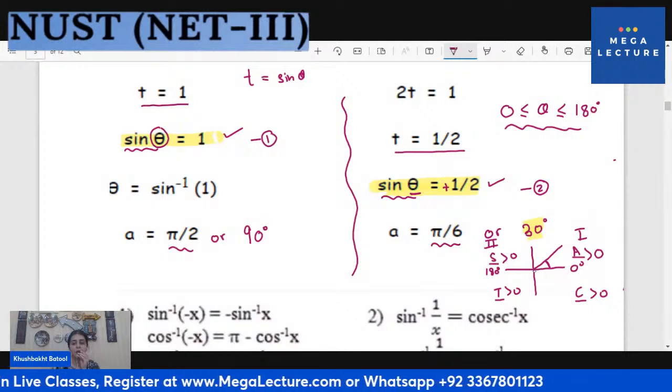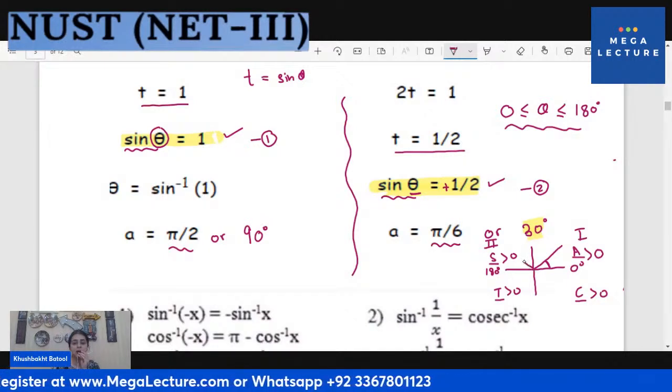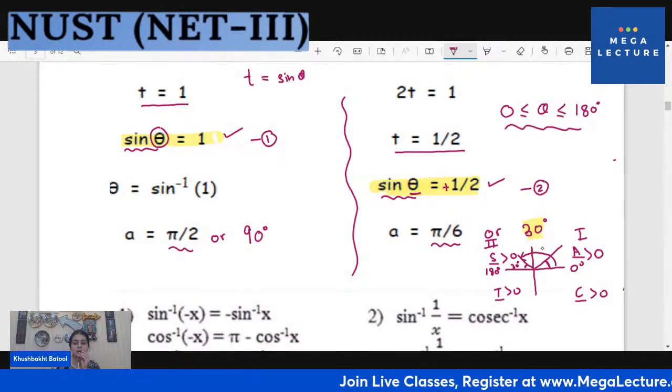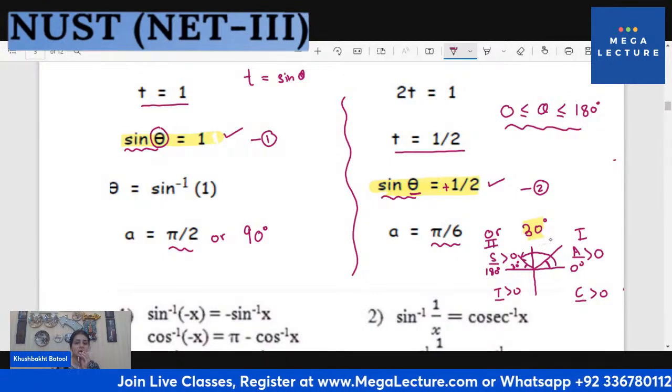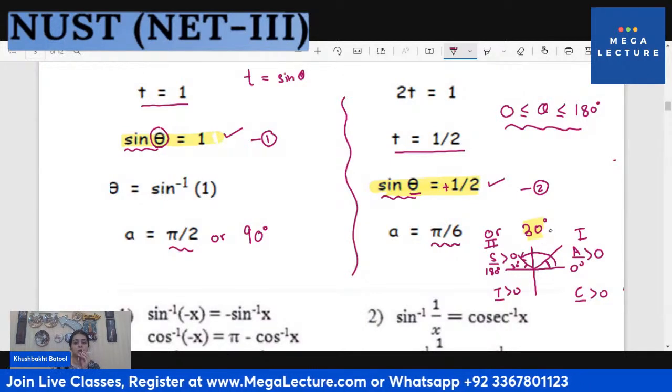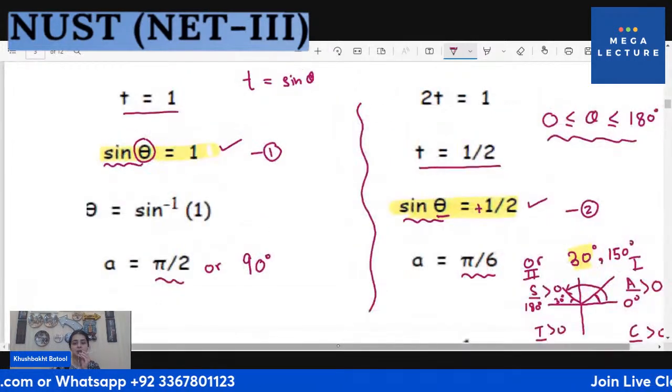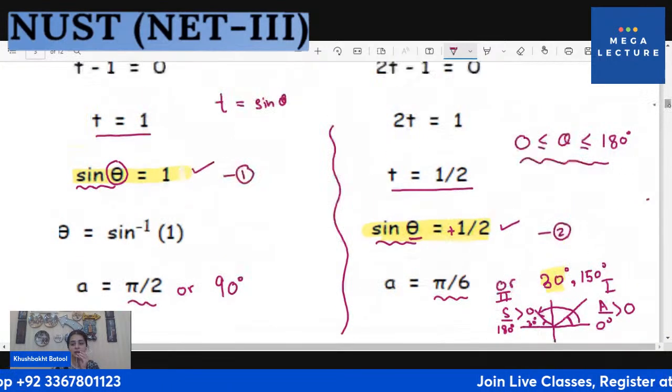Okay. And what would be the answer in the second quadrant? Again, the basic angle would be the same in the second quadrant, that is 30 degrees, but the answer would be starting from here to here. So it would be 180 minus 30, that would be 150. So along with 30 degrees, your answer would be 150 as well. This is an important concept and you need to understand that.